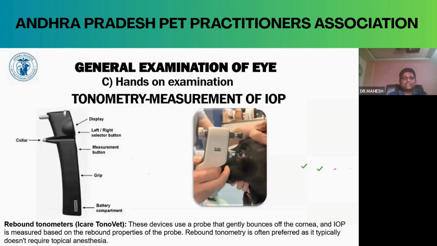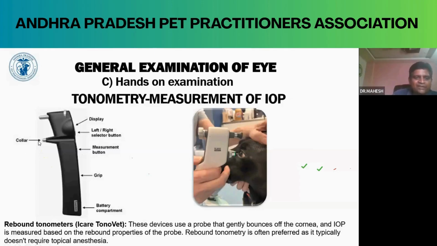tonometry using the rebound tonometer. This device works on the rebound principle. A probe will come and touch the cornea. The speed at which the probe decelerates is directly proportional to the IOP. So this is regarding the different parts of this rebound tonometer.